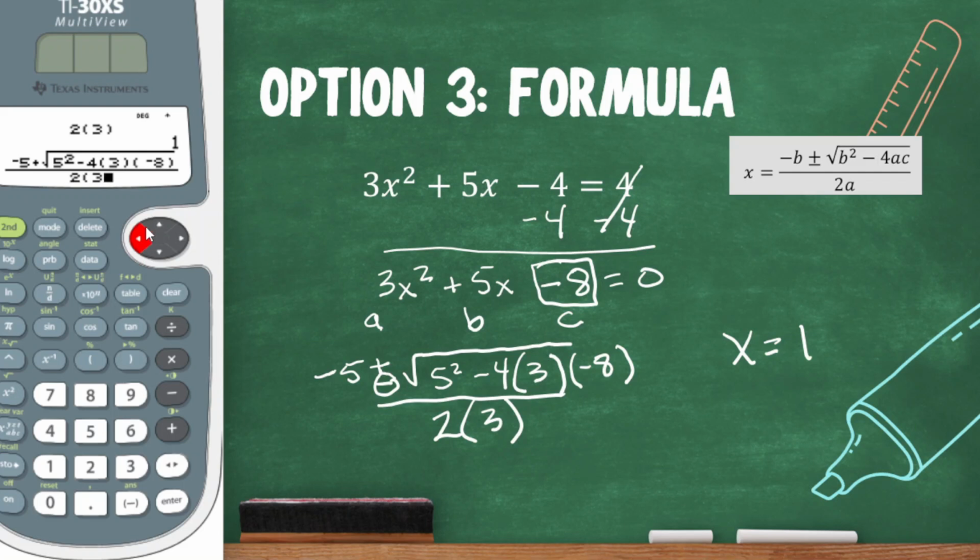So we want to change that plus to a minus. So let's get up into the numerator and just get over there to the plus sign. Okay, and instead of plus, I'm going to put minus this time. There we go, hit enter. So my other solution is x equals -8/3.